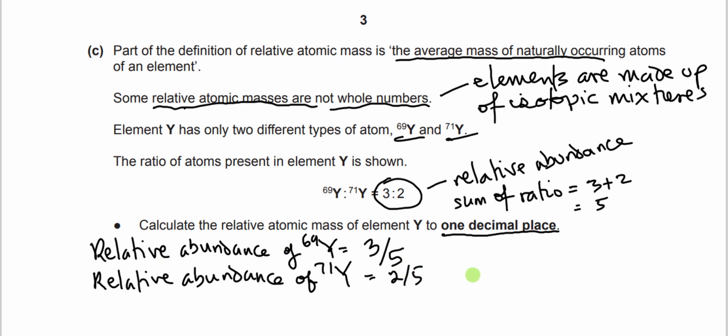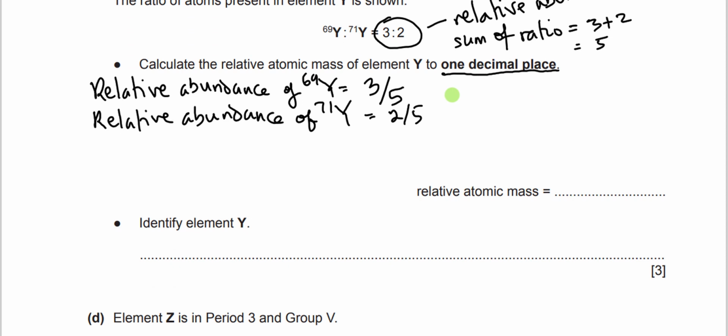Now relative abundance can be expressed as a fraction or as a percentage. To express that as a percentage, this will be 3 over 5 times 100, which is 60%, while this one will give us 40%. But the interesting thing is that by the time you add the total relative abundances of all the isotopes, when expressed as a percentage, you get 100%, and if expressed as a fraction, it will always give you 1.